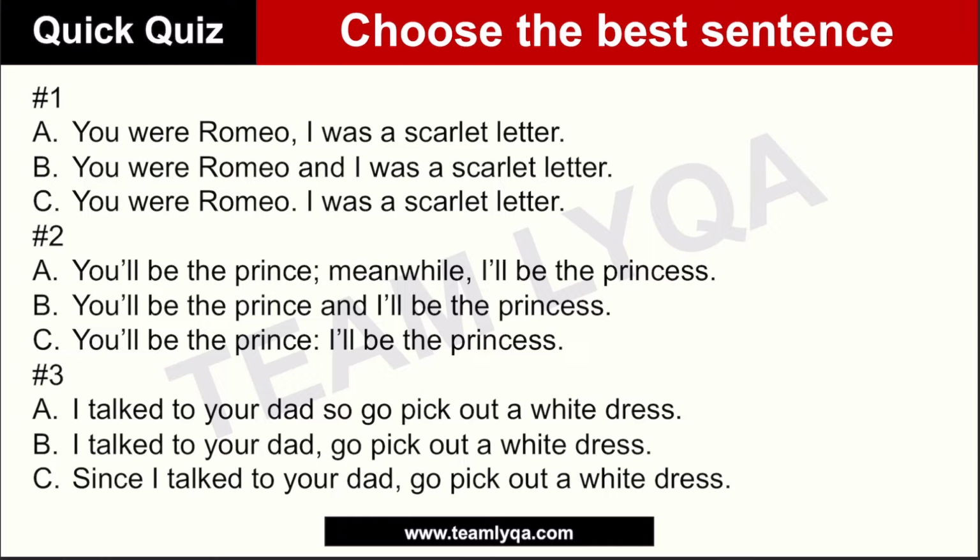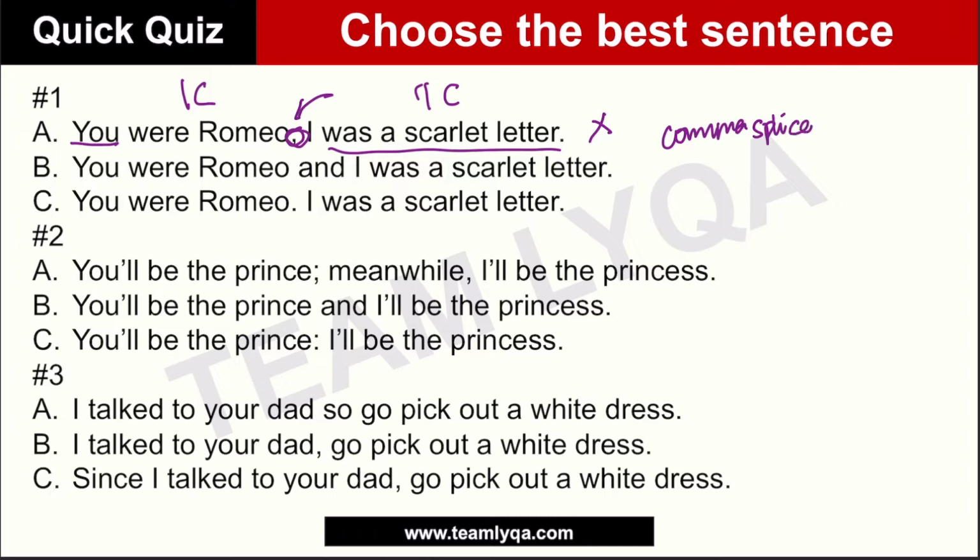A, you were Romeo, comma, I was a scarlet letter. So, you is the first subject. Tapos, kompleto siya na independent clause. Ito rin, kompleto rin siya, independent clause din siya. Dahil comma lang ang nakalagay dito, this is wrong. Kasi meron siyang comma splice. So, mali ito. Okay, hindi siya pwedeng sagot.